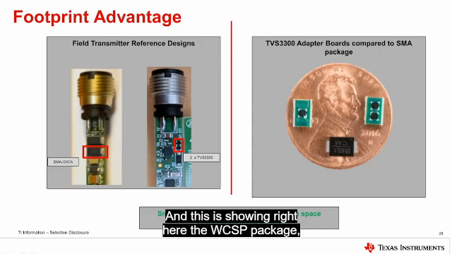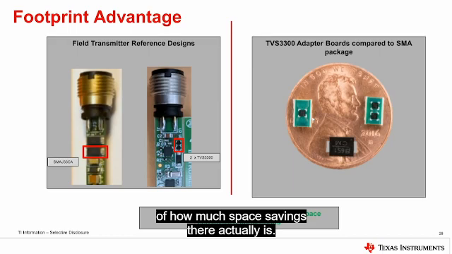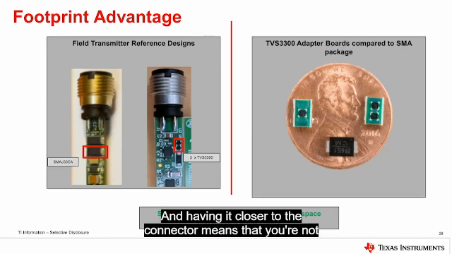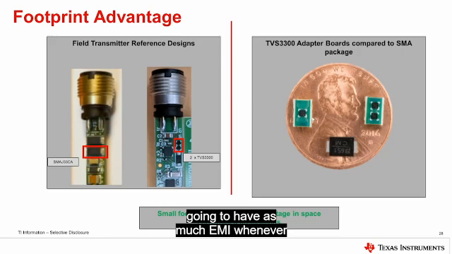And this is showing the WCSP package right here, but it's just a good visual representation of how much space savings there actually is. This means that when you have a smaller device, you can put it closer to the connector. You'll take up less space, obviously. And having it closer to the connector means that you're not going to have as much EMI whenever you have any of these sort of transient events, because it's going to be able to shunt the current.